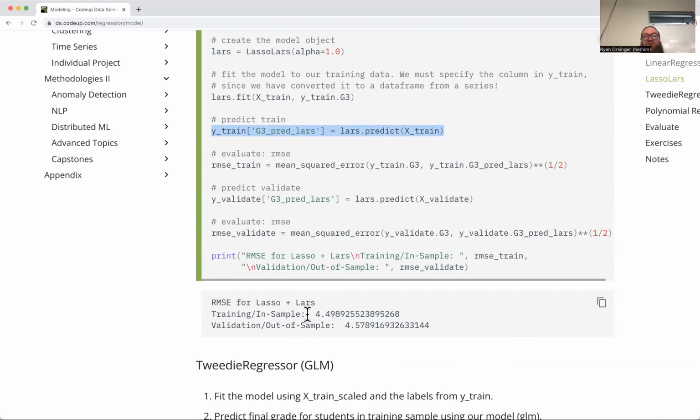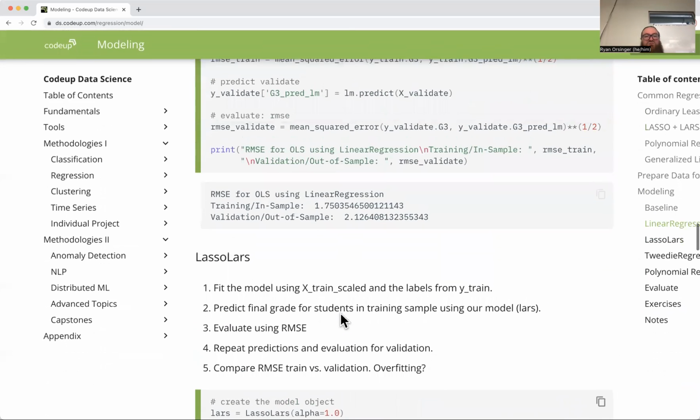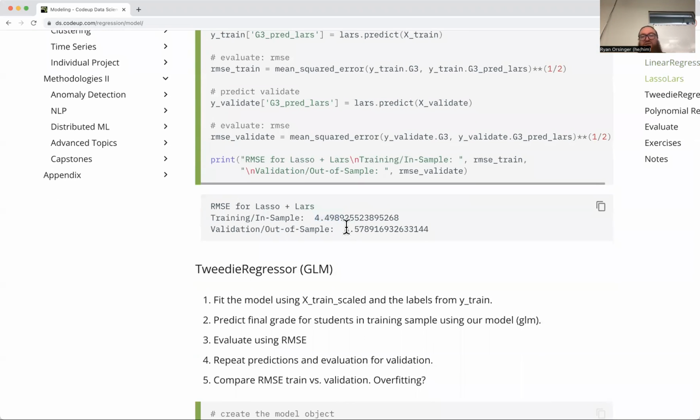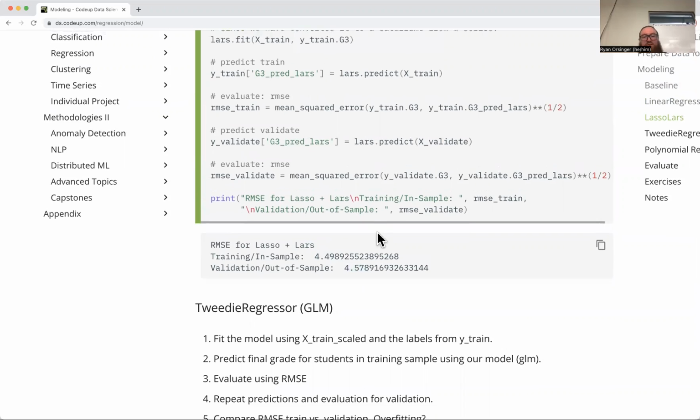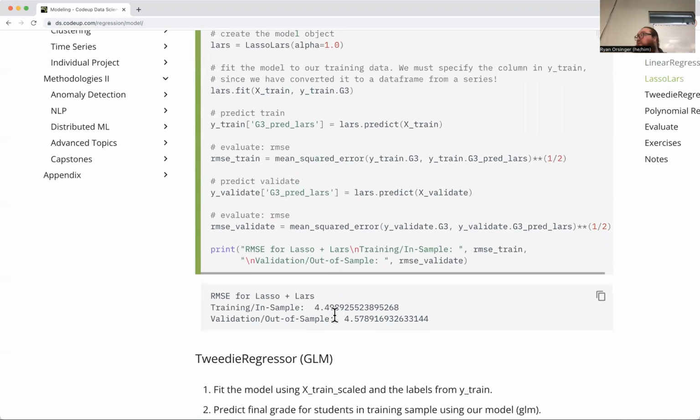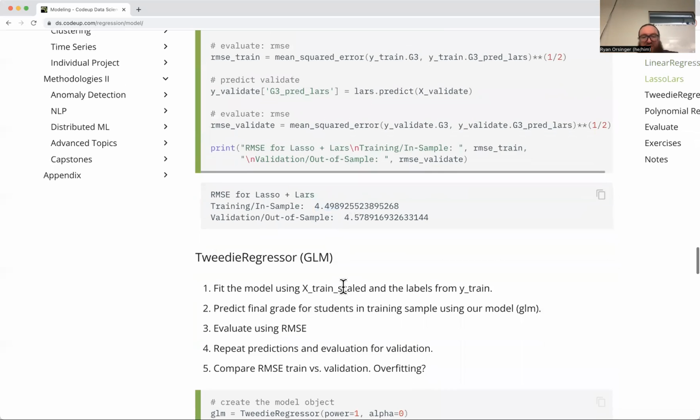And interestingly enough, the RMSE for Lasso Lars, it's worse. So I have a higher amount of error for Lasso Lars. It's less overfit. In fact, it's a tiny amount underfit. But these numbers, 4.5, are much closer to the mean, right? That amount of error is closer to the mean. So let's see what else we can do.